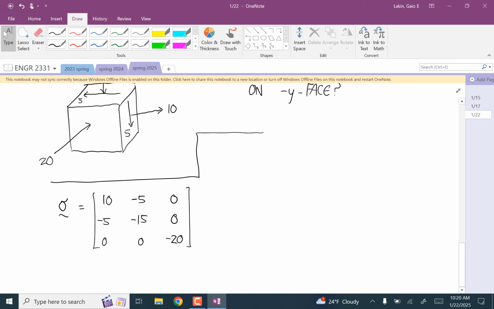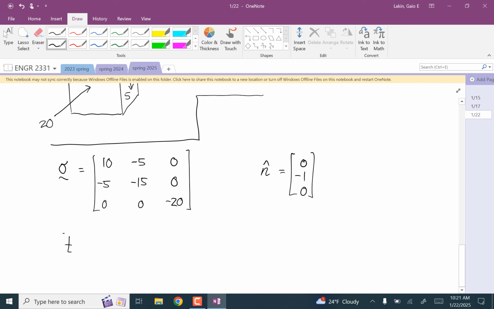Okay, what's an outward facing unit normal? What's an outward facing unit vector for the negative y face? 0, -1, 0. Perfect. So then the traction on that negative y face is the stress tensor 10, -5, 0, -5, -15, 0, 0, 0, -20, times 0, -1, 0.